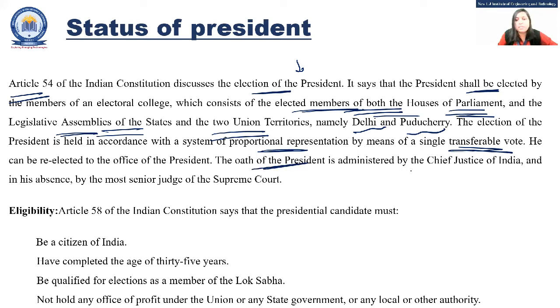Now, the oath of the president is administered by the Chief Justice of India and in his absence by the most senior judge. That is how on TV also we have seen a lot of times how the president takes the oath. So that is how the system is followed in India.